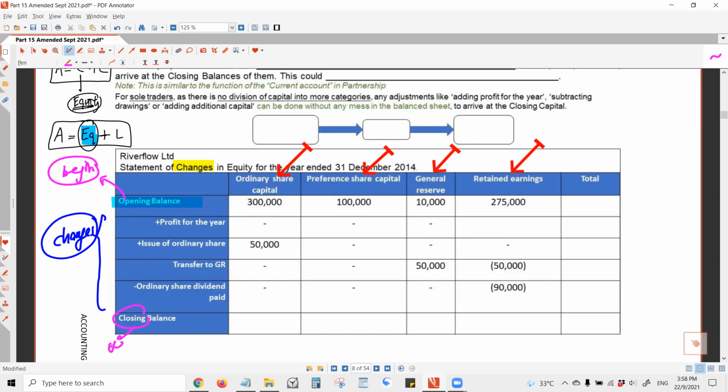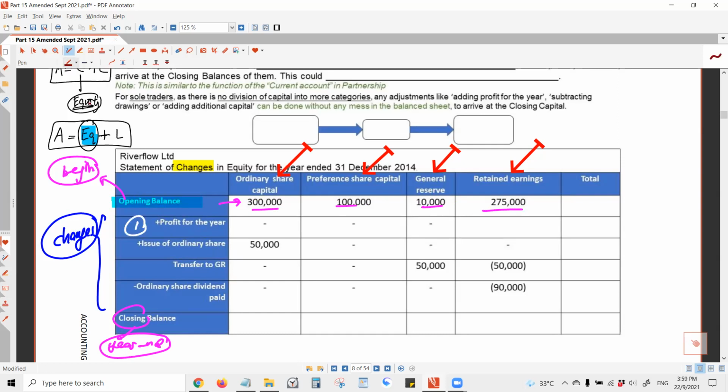Closing means at the year end, which shows to you the remaining amount for these four components at the year end. Okay. Now, the question would give you the opening balance for sure. All this will be given to you. So let's see the first change. First change is profit for the year.